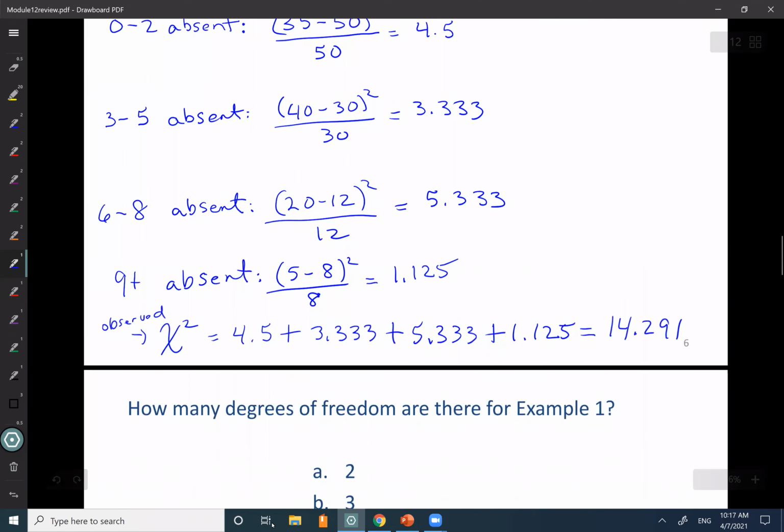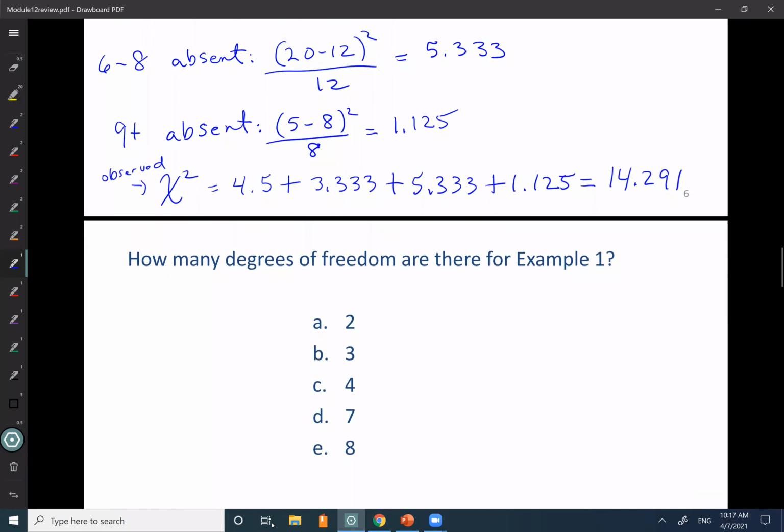Okay, so with this, here's a poll. Let's try a poll. How many degrees of freedom then should we use for this question, for this example? So how many degrees of freedom are there for example 1? Now, we need to know that because we want to get the table value so we can compare it to our observed chi-square. Right, so lock in.